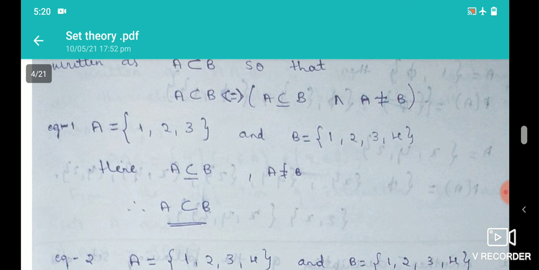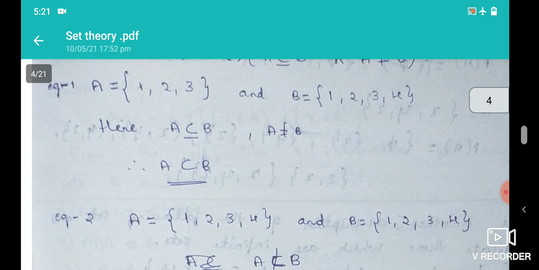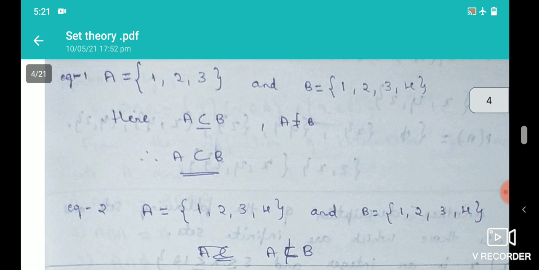Okay, consider this example, A equal to {1, 2, 3} and B equal to {1, 2, 3, 4}. Now you can clearly observe that A is a subset of B because all the elements of A are in B. So we can say that A is a subset of B, but A and B are not equal because B is not a subset of A. So we can say that A is the proper subset.